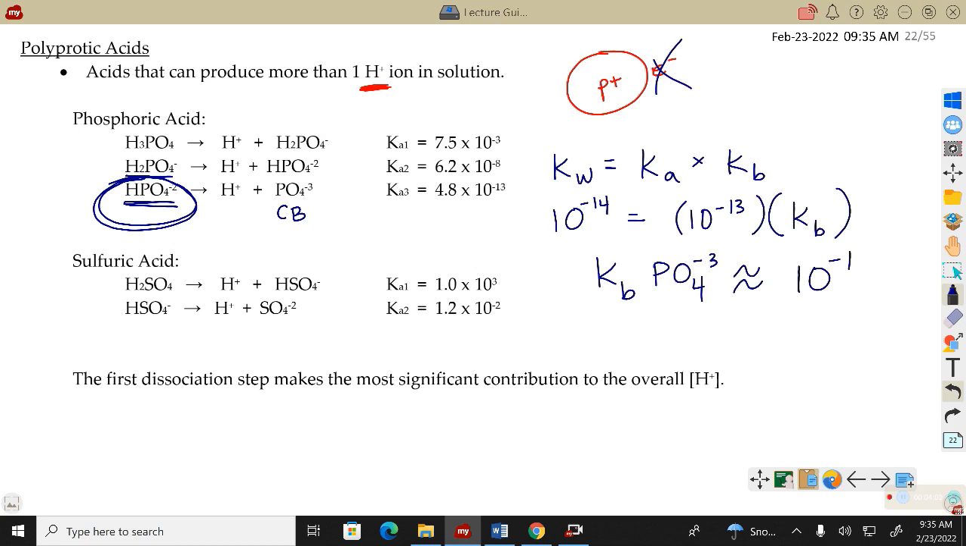It's that the hydrogen right here is so attracted to the phosphate ion. That phosphate ion does not want to let go. So again, often the conjugate bases of weak acids have a pretty strong attraction for that hydrogen. That's why they're weak acids in the first place, that those negative ions are really attracted to the hydrogen.